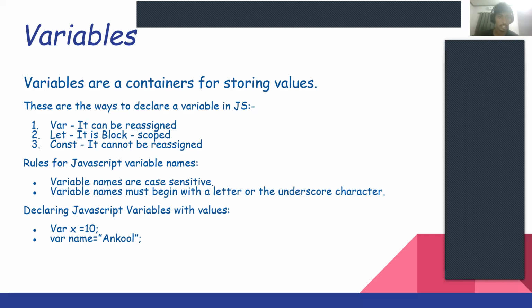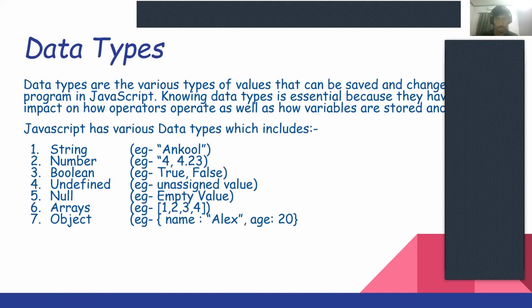So the rules for creating JavaScript variables are: variables are case sensitive. Like if one variable is x and one is capital X, they are both different variables. The variables can start with a letter or an underscore character. These are the examples of using var. JavaScript automatically decides what is the data type of the variable.